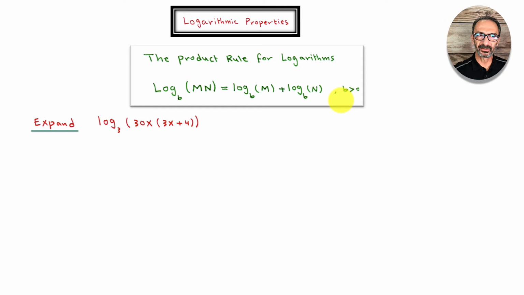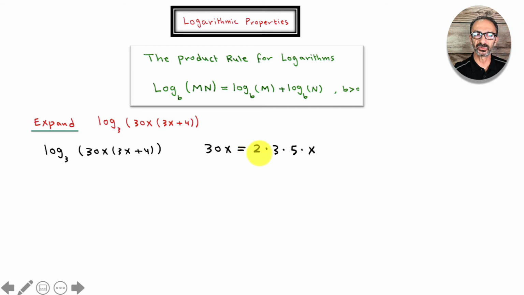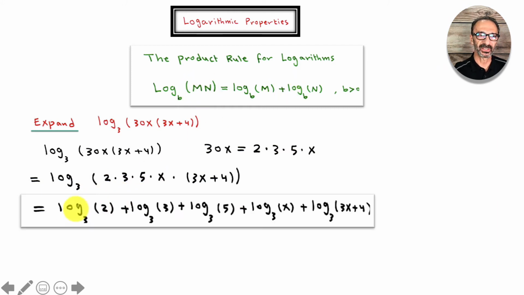Here's an example. Log 30x multiplied by 3x plus 4. To use the product rule, I could think about 30x as the product of 2 times 3 times 5 times x. 2 times 3 is 6. 6 times 5 is 30. So having this as a product, I'm showing you that by adding the dots in between. We're going to apply this rule and we're going to end up with log 2 plus log 3 plus log 5 plus log x plus log 3x plus 4. Same base, as you could see, all over the place. We're done unboxing my answer.